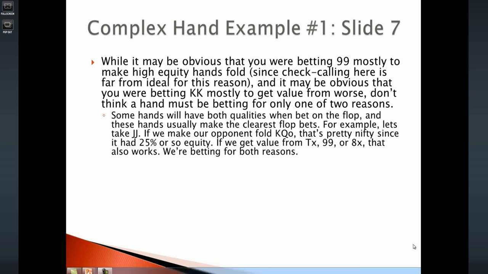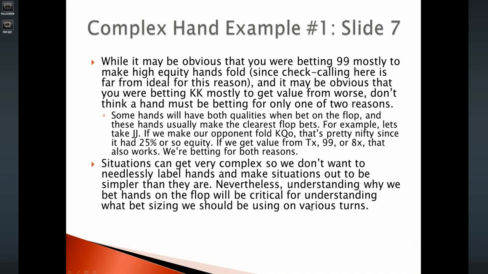And just one last time so no one can get confused, even if you're making high equity hands fold and getting value from worse, if it overall doesn't make sense with your range to be betting, such as if you're out of position on the flop and your range is capped way, way too low, then you're still not going to be able to bet. But usually hands that make high equity hands fold and get value from worse make the best candidates for hands to bet on the flop.